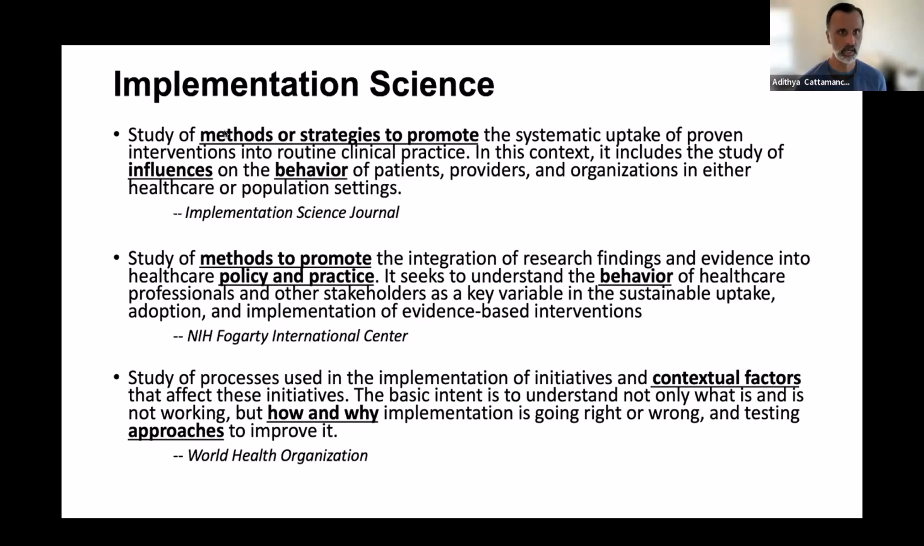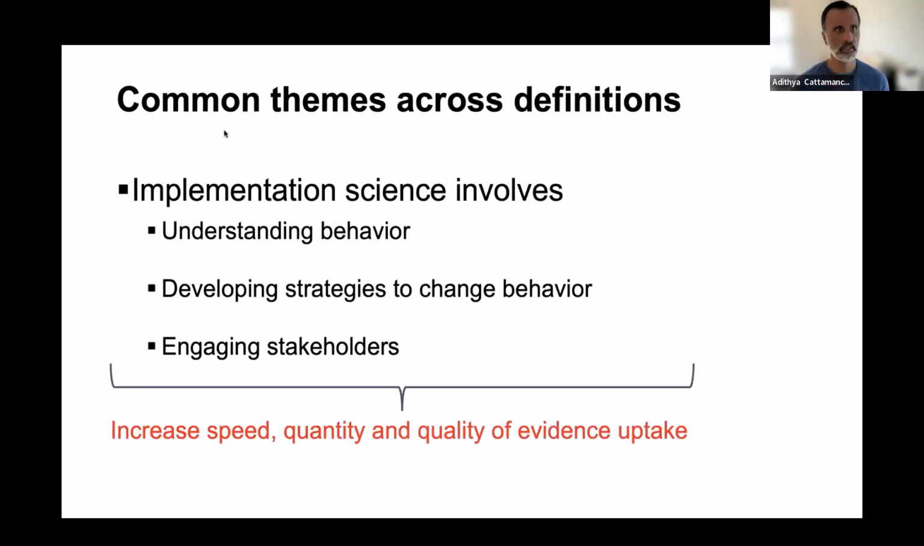So I think the common themes across these definitions, right? Implementation science involves understanding behavior, right? And so if people were doing what we already want them to do, right, then we shouldn't have an implementation problem. So ultimately, we need to change current behavior, and to do that, we need to understand behavior. Then we need to develop appropriate strategies to change behavior, and then do all of this engaging stakeholders to understand what the challenges and their perspectives are. And we do all of this to increase the speed, quantity, and quality of evidence uptake.